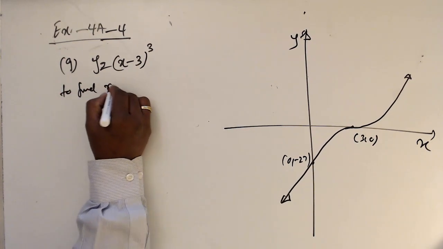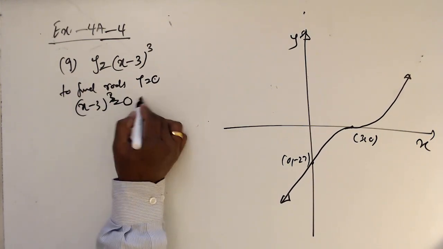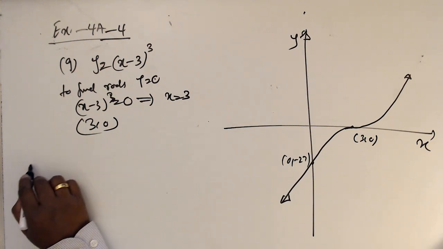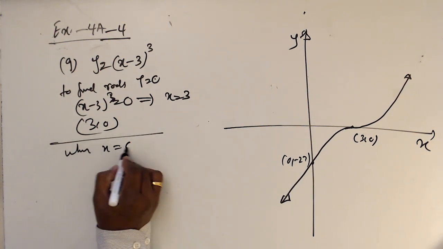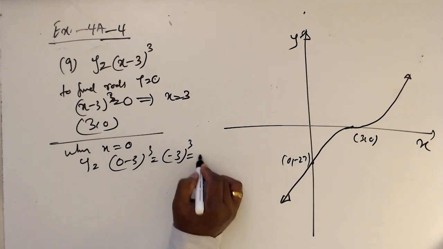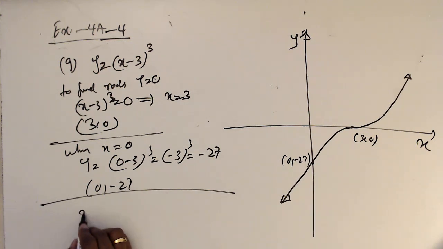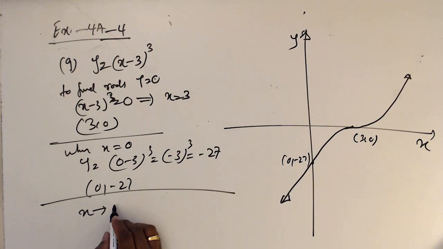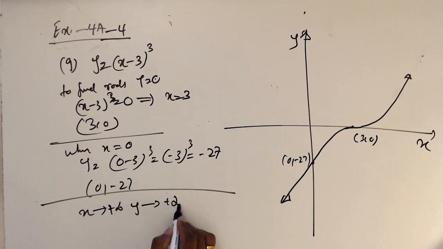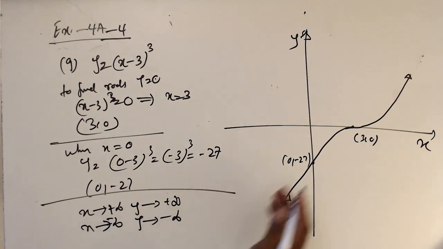To find roots, y equals 0, then x minus 3 cubed equals 0, implying x equals 3, then 3, 0 is a root. When x equals 0, y equals 0 minus 3 cubed, which is minus 27. So 0, minus 27. And since the coefficient is positive, as x goes to positive infinity, y goes to positive, and as x goes to negative infinity, y also goes to negative.